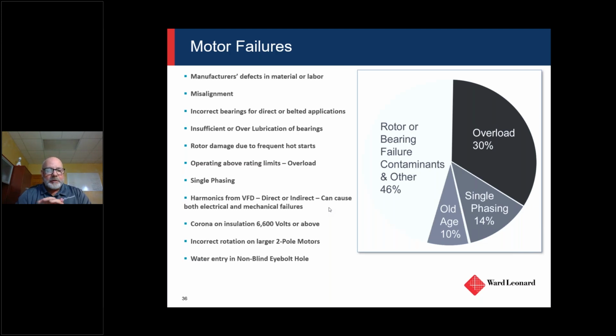And then incorrect voltage or incorrect rotation on larger 2-pole motors, talk about that, and then water ingress into a motor in general. We do see that as well. Obviously water and electricity don't mix very well. So it really depends on what your enclosure is and how you have that applied to your load. When we talked about the ODP, the open drip proof motor, that may be prone to water entry if you have it misapplied.